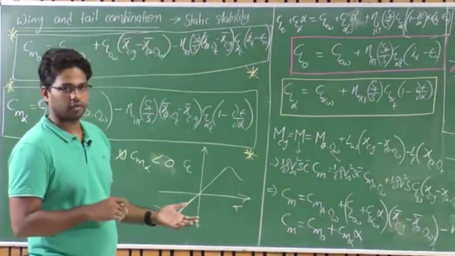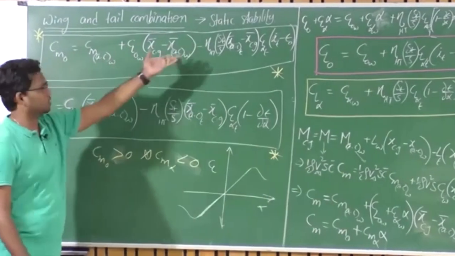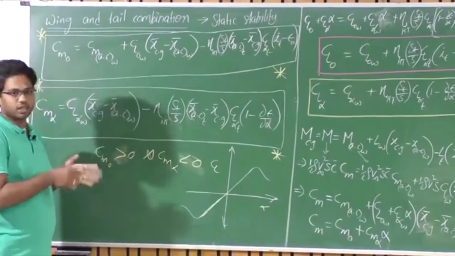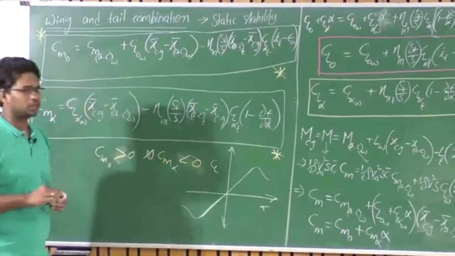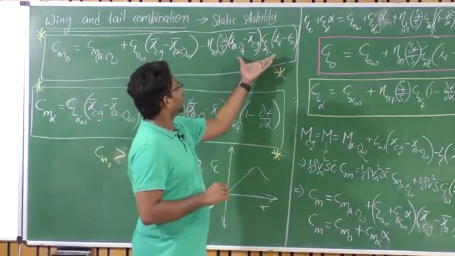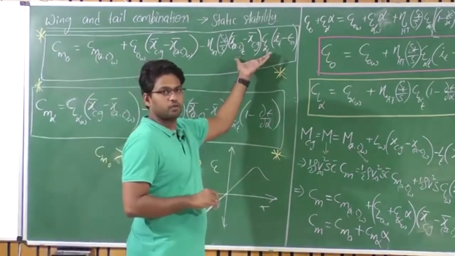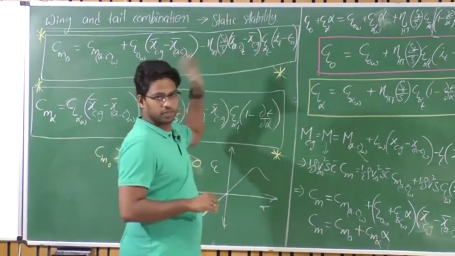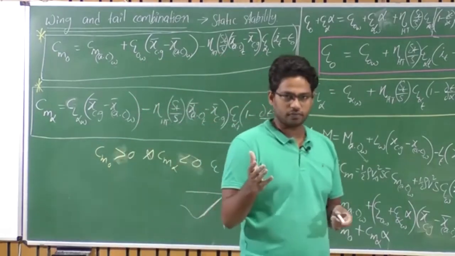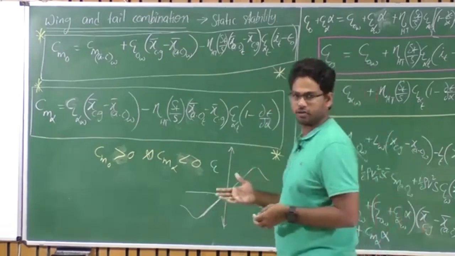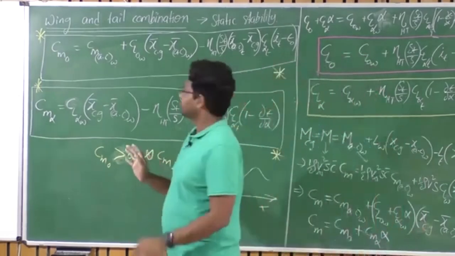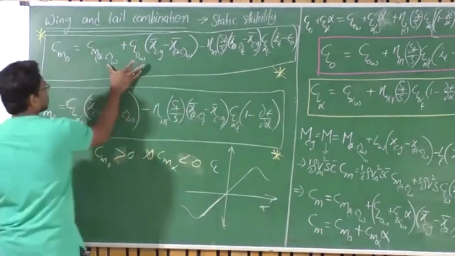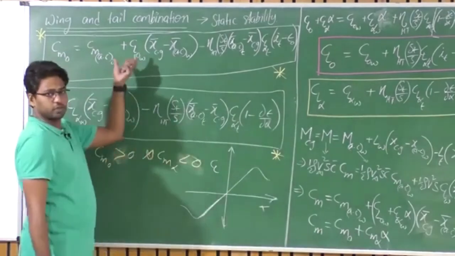If you take a symmetric airfoil, CM naught is 0 altogether. If your wing is symmetric, CM naught is 0. In that case, what you need to do is give i_t for the tail, always. Am I correct or not? If you give i_t, you get positive CM naught. So i_t is negative for a symmetric airfoil. Am I clear? Because for a symmetric airfoil, both these terms are 0. I am talking about the wing, if it is a cambered wing.